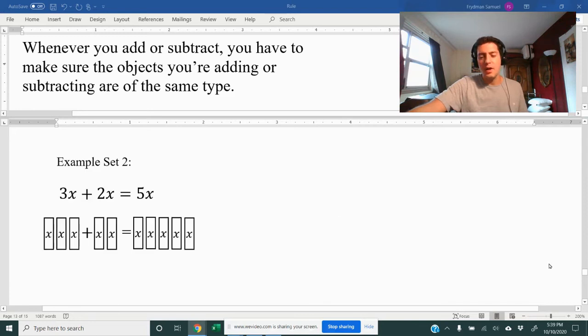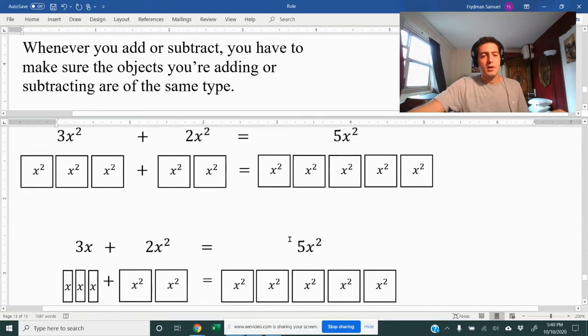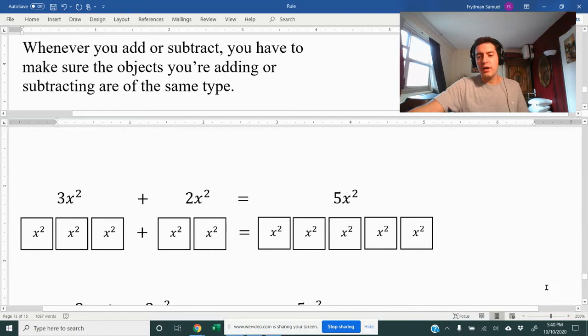So that's one example. It's the exact same idea if we're combining like terms. So here we have 3x plus 2x equals 5x. And very often people will represent an x as just a long thin bar. Okay, so this makes perfect sense over here. 3 bars plus 2 bars is equal to 5 bars. No problem.